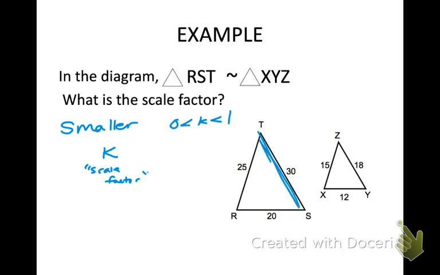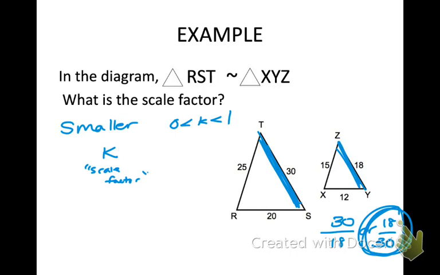All we're going to do is take a side from the left and a side from the right, doesn't matter which ones, and make a fraction. Do I want my fraction to be 30 over 18 or 18 over 30? Which one's going to get me a number smaller than 1? This one. I want my larger number in the denominator. So K is equal to 18 over 30. Always reduce your fraction. I can take out 2 from both of those. That gets me 9 over 15. I can take out 3. So 3 over 5 would be my scale factor. So that triangle is reducing in size by 3/5.